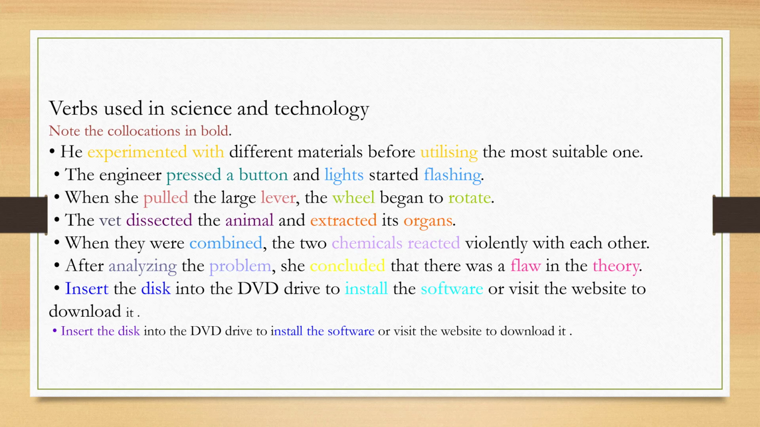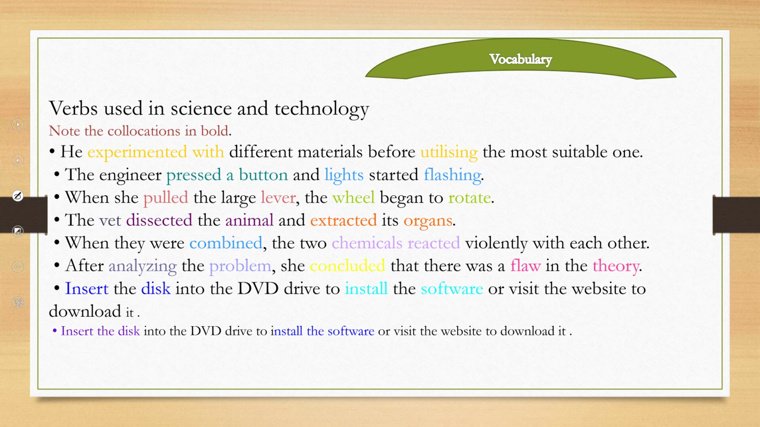He experimented with. Much of the time we can say that experimented comes with different materials. Experimented with different materials before utilizing. Utilizing means using the most suitable one.